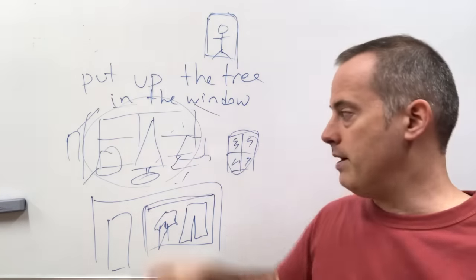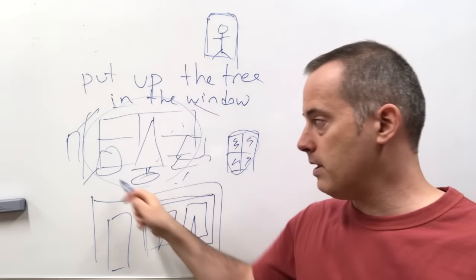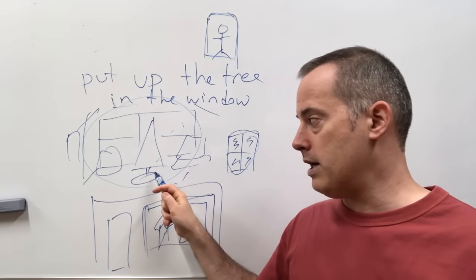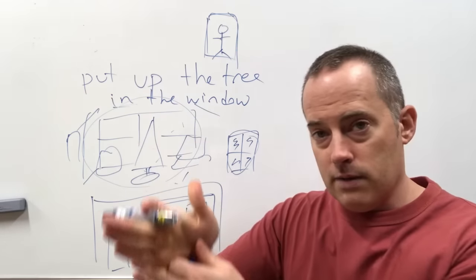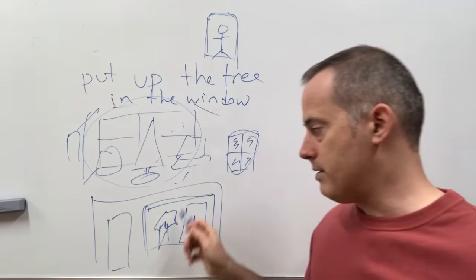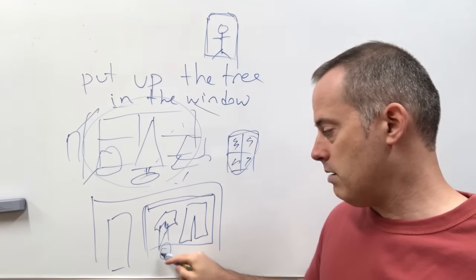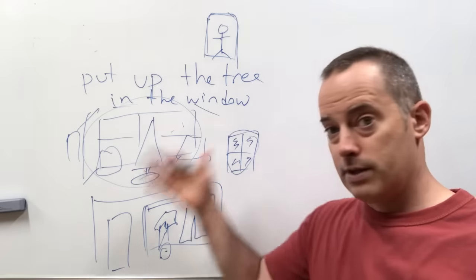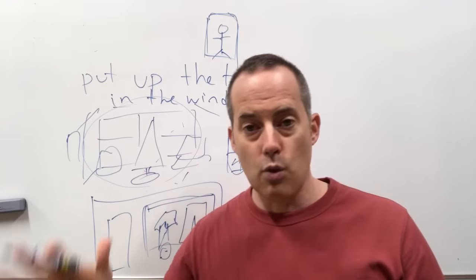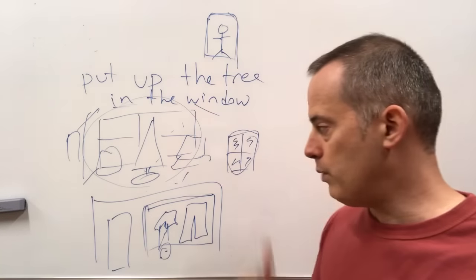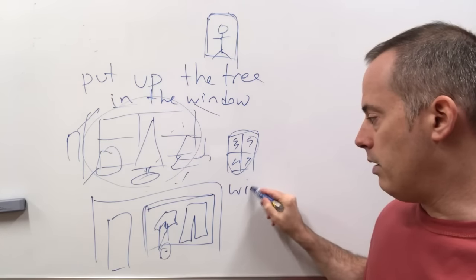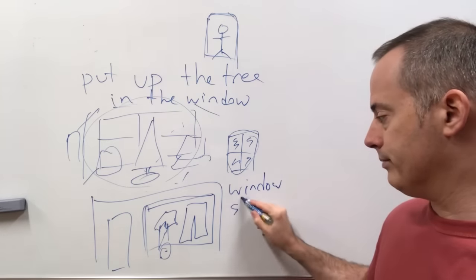So now Aria understands, oh, look at that. Something can be in the window this way, even though the tree is in front of the window. And the same thing here. So I'm standing here on the outside. I'm looking, oh, look at the nice clothes in the window. We will often call this window shopping.